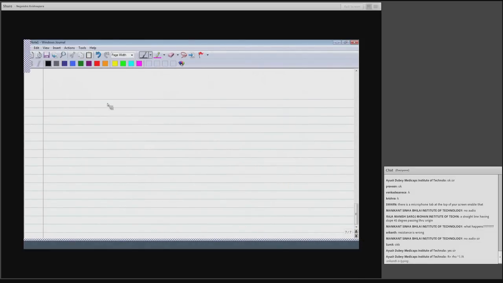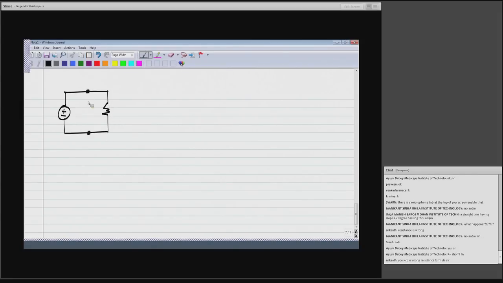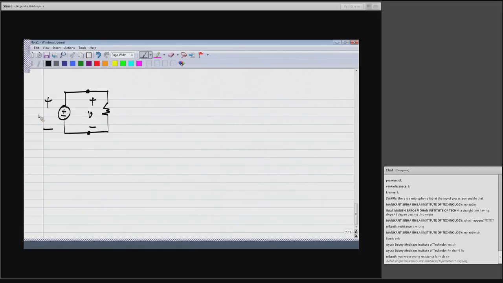So what does a resistor do? If I connect a voltage source and a resistance like this, it's pretty obvious that the voltage across the resistor equals the voltage applied by the voltage source. Okay? So this is V0, and V0 is applied across the resistor.